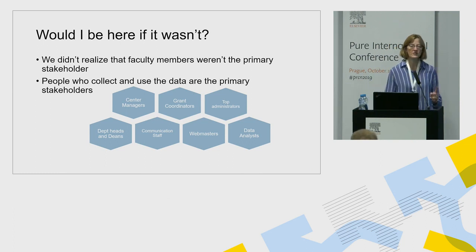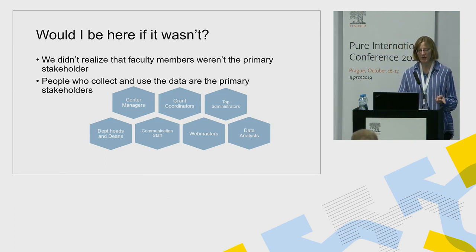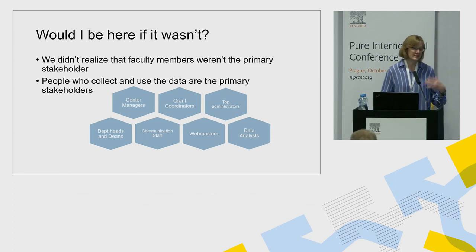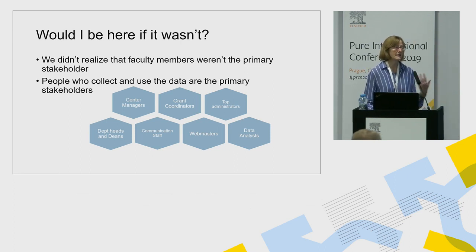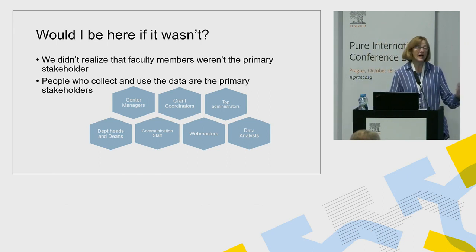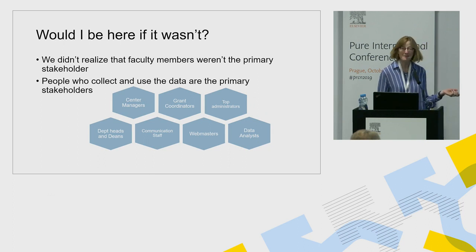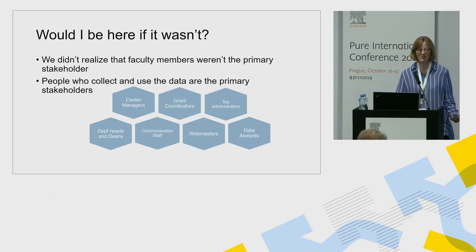The people who use the data, those are our primary stakeholders. So in the last presentation, you saw some great examples of that, the questions that people ask that you can answer with that kind of bibliometric data. I've listed off a few of them here. Department heads, center managers, grant coordinators, communication staff, top administrators, webmasters, data analysts. Those are the people that we need to reach out to for all kinds of different reasons.